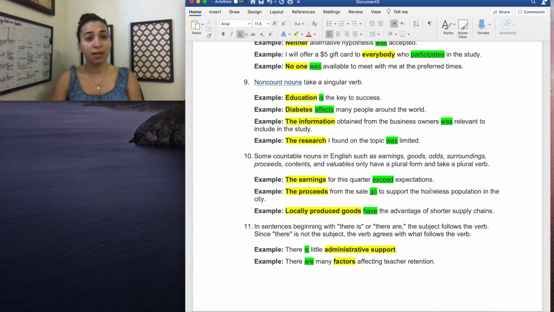So again, these are non-count nouns. We can't count them. We can't say educations. We can't say diabetes or informations, right? We cannot count them.